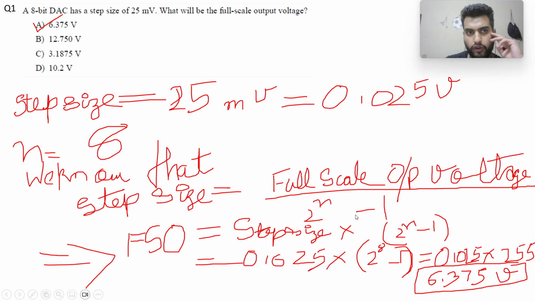So I wrote FSO, which is simply full scale output voltage, equal to step size multiplied by 2 raised to power n minus 1. So it is equal to 0.025 multiplied by 2 raised to power 8 minus 1. 2 raised to power 8 minus 1 is 256 minus 1, that is 255, multiplied by 0.025, and that is 6.375 volt. So the full scale output voltage of an 8-bit DAC with a step size of 25 millivolt is 6.375 volt. That is option A.